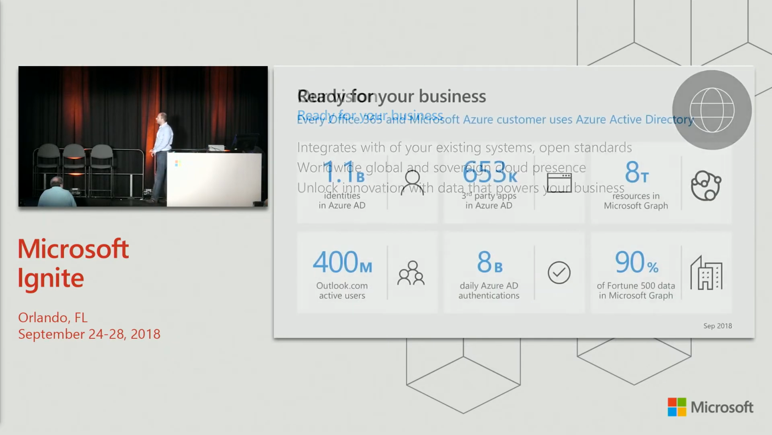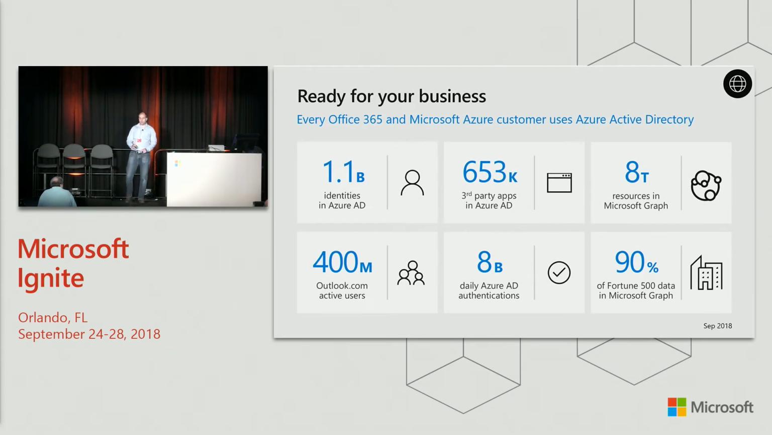So I want to show you some numbers. As you can see, I'm kind of covering both enterprise and consumer on this slide. Let's start with enterprise. 1.1 billion identities in Azure Active Directory. That's huge. It's backed by usage. We have over 8 billion daily authentications within Azure Active Directory. Plenty of applications. It's not just enterprise. 400 million users on Outlook.com that are active users alone. And all of this results in over 90% of Fortune 500 companies having data in the graph and over 8 trillion resources in the graph. So this is your users and emails, all this data.